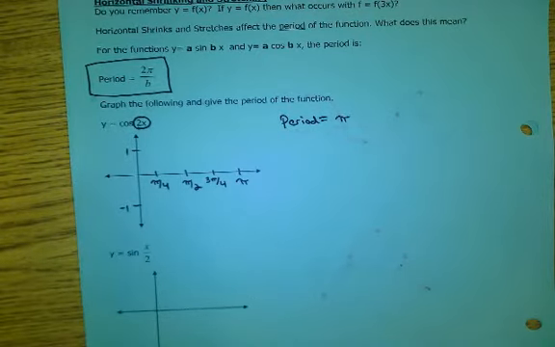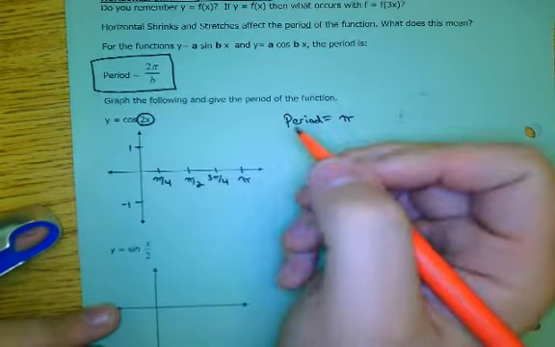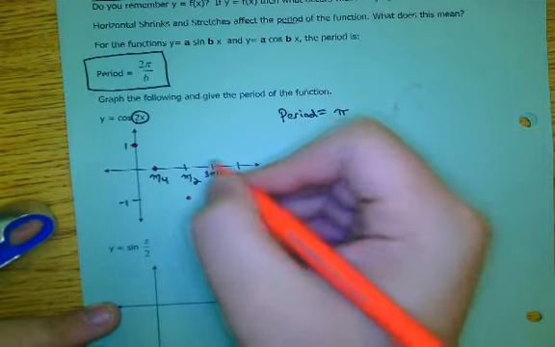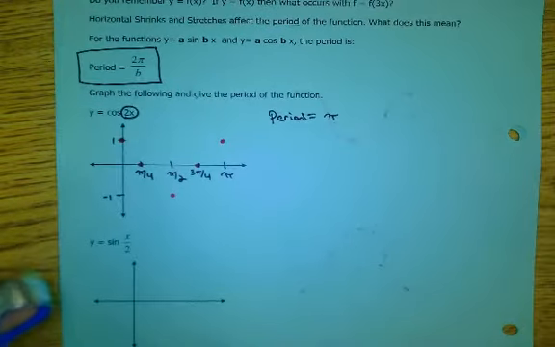Let's go ahead and graph it. So cosine is what again? If it's positive, cosine is up, middle, down, middle, up. Okay?